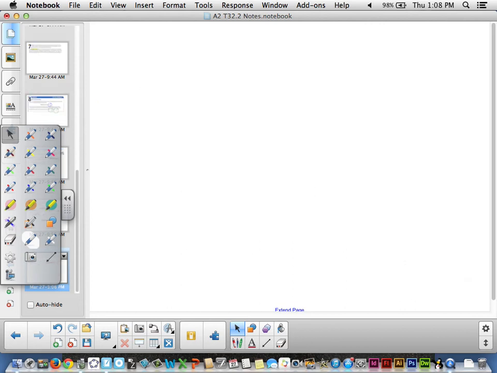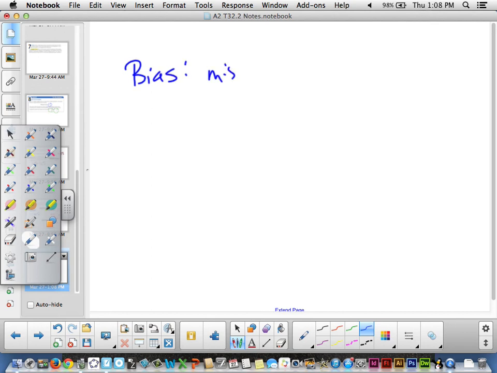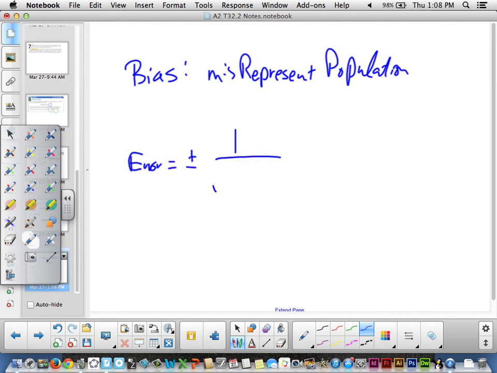Right. So in summary, a bias is when you have a certain portion of the population over or underrepresented. And your error, you can calculate that by looking at the number of people you sampled and doing plus or minus 1 over the square root of the number of people you sampled.